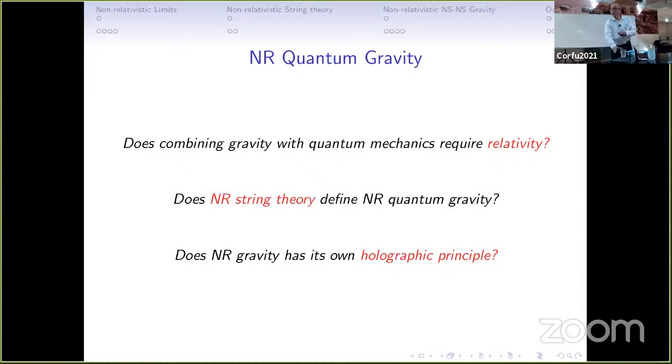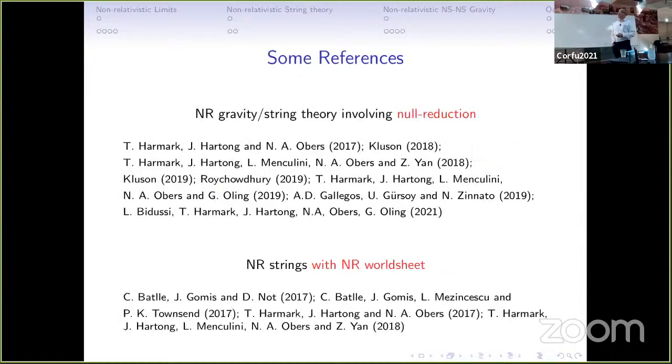Now, I will give many references in this talk, but I will concentrate on getting things by taking limits. But there's also a whole literature where people try to get results on non-relativistic string theory with null reductions, and I've given you some names. Also, in my talk, the world sheet of the non-relativistic string will remain relativistic, but it's only the space-time that's not relativistic. If you also make the world sheet non-relativistic, you can't do the usual calculations. You get really a different discussion, which I will not do in this talk.